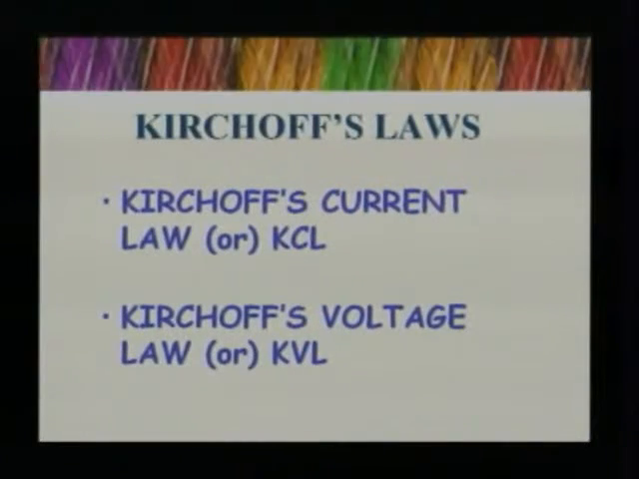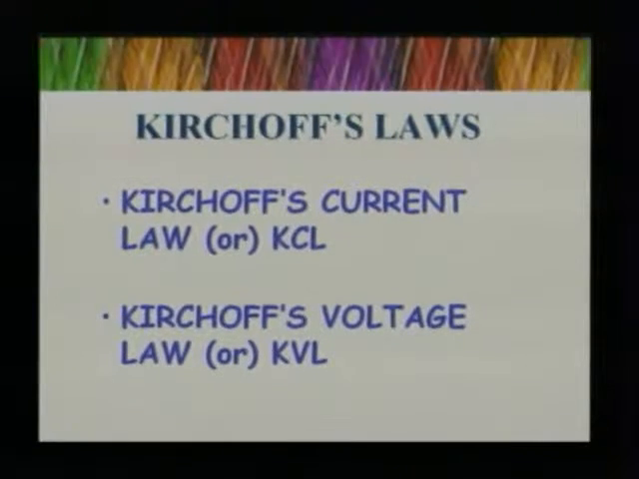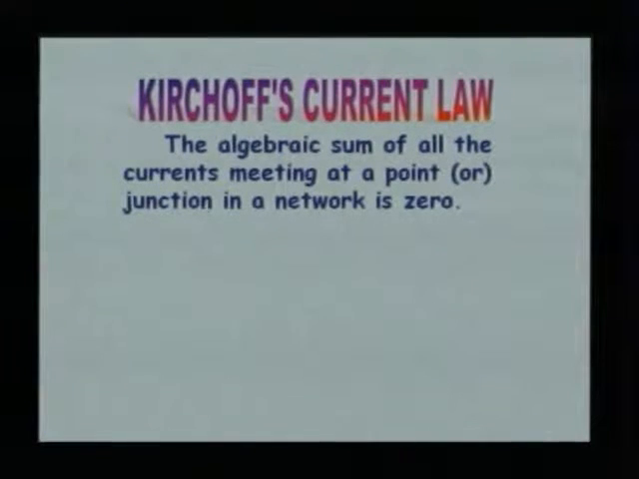This law relates to the current at the junction point of a circuit. We know that at a junction, currents enter from one line and leave into another line. It is just like traffic at a crossroads. Let us see first of all what is Kirchhoff's current law. What does it state? The algebraic sum of all the currents meeting at a point or junction in a network is 0.